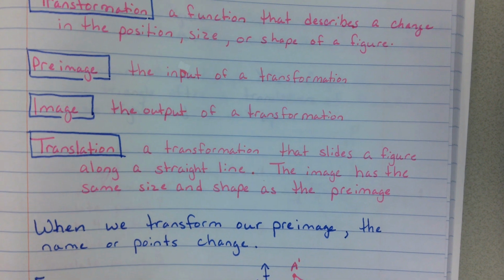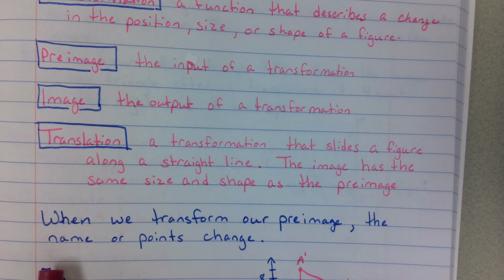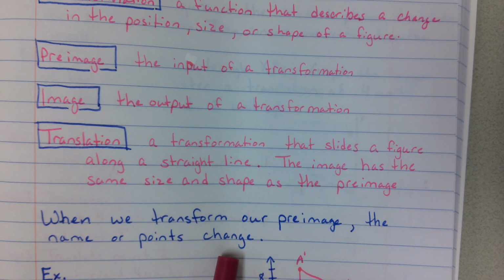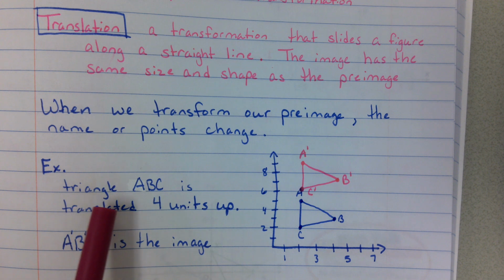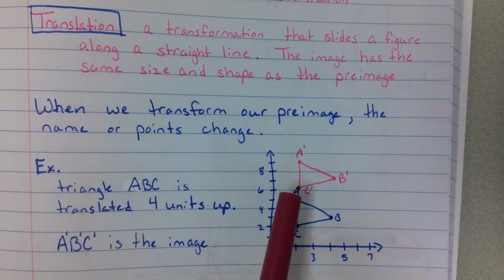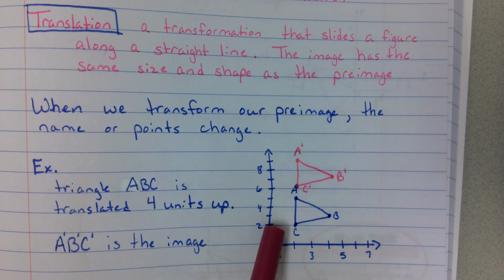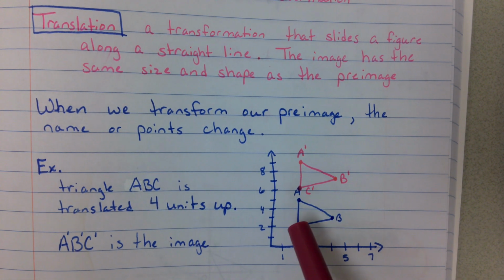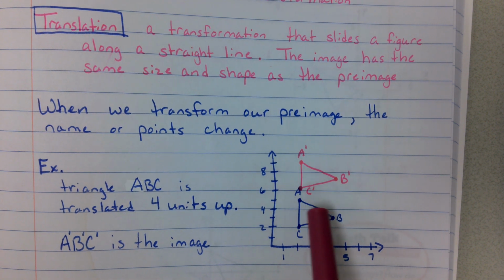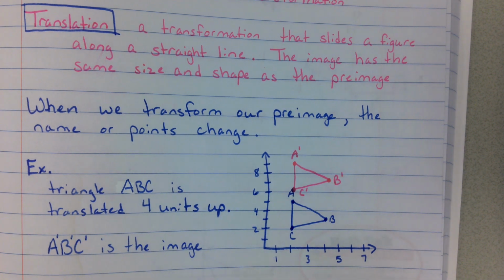So let's see what this looks like. So it says when we transform a pre-image, the name or points change. So let's look and see what that looks like. So in my example here, I've got triangle ABC. So triangle A, B, C. And it's translated up 4 units. So each of these points has been translated up 4 points.